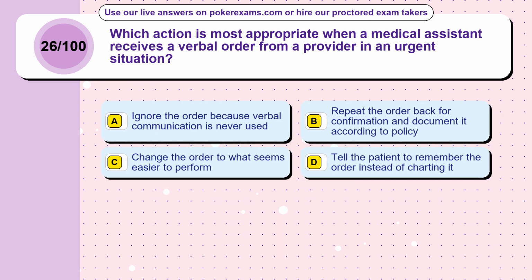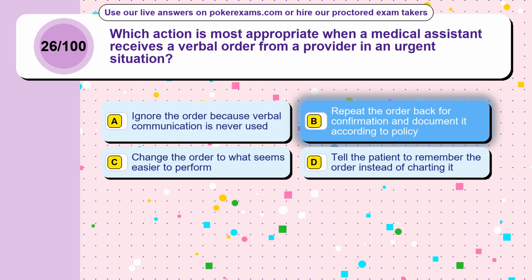Question 26. Which action is most appropriate when a medical assistant receives a verbal order from a provider in an urgent situation? Option A, ignore the order because verbal communication is never used. Option B, repeat the order back for confirmation and document it according to policy. Option C, change the order to what seems easier to perform. Option D, tell the patient to remember the order instead of charting it.